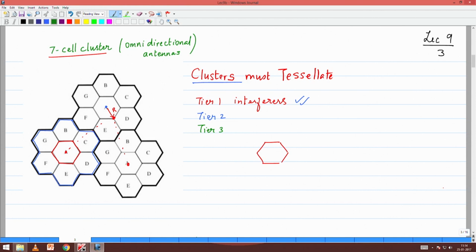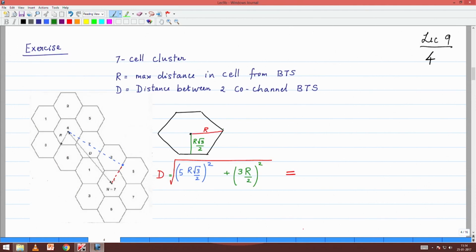So let me just give you a feel for how to exploit the hexagonal geometry for quick calculations. Okay. So here is a 7-cell cluster, and we are basically saying that I want to know what is the distance between these 2 cells. Presumably they are using the same frequencies, and therefore I am interested in knowing the distance between the 2 base stations which are using the same frequency. Now the easiest way is to identify some pattern in the cellular geometry.